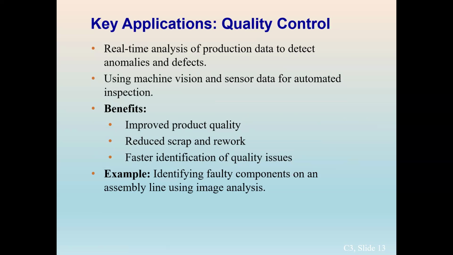So big data analytics, for example, helps GE company to monitor quality parameters in real time. We see the example, for example, identifying deviations and predicting potential product defects. This allows for earlier detection of issues and implementation of corrective action to maintain consistent product quality. So, identifying a faulty component on an assembly line using image analysis. That will be it.